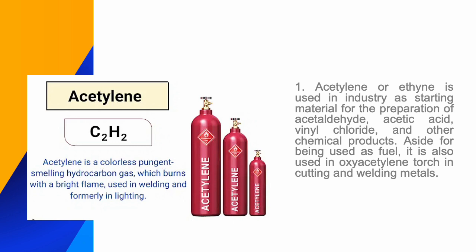Some examples of the alkynes that we have is acetylene, or ethyne. This is known also as ethyne. They are used in industry as starting material for the preparation of acetaldehyde, acetic acid, vinyl chloride, and other chemical products. So the PVC, the polyvinyl chloride, this material is prepared from acetylene or ethyne.